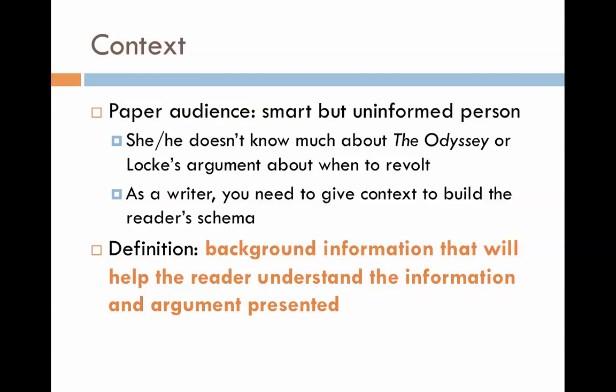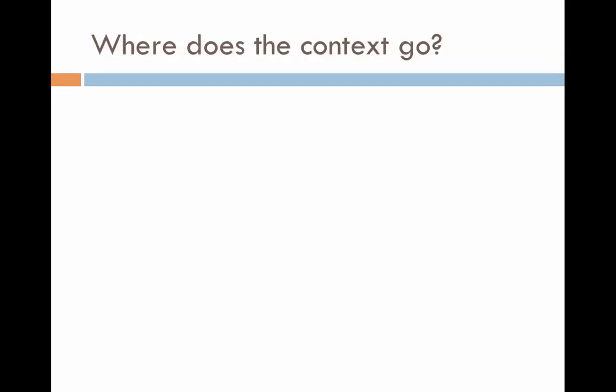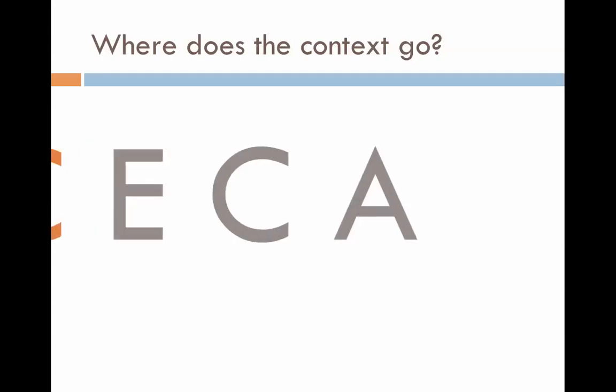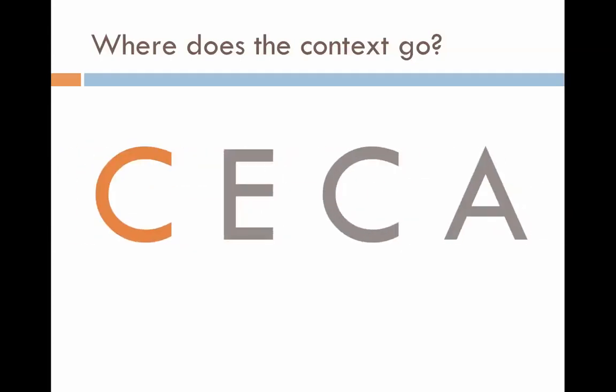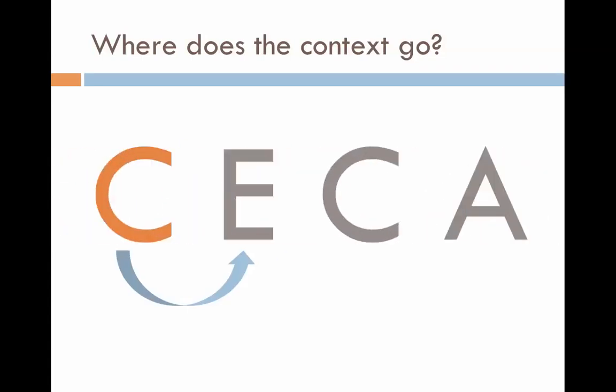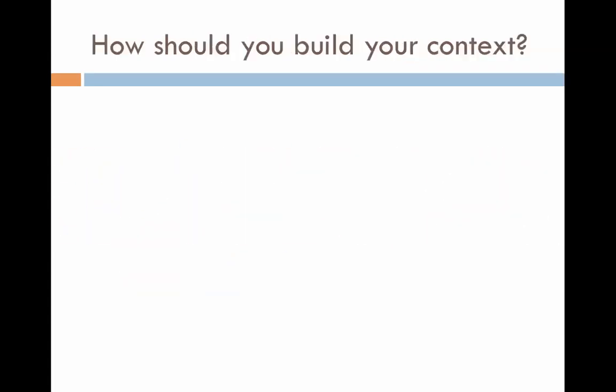So the definition of context is background information that will help the reader understand the information and the argument presented in your paper. Well, where does the context go? Well, you should know this. We talked about in class CE, CA. And there it is. In that, the first C is your context. You'll notice the context comes before your evidence because it's leading into your evidence.